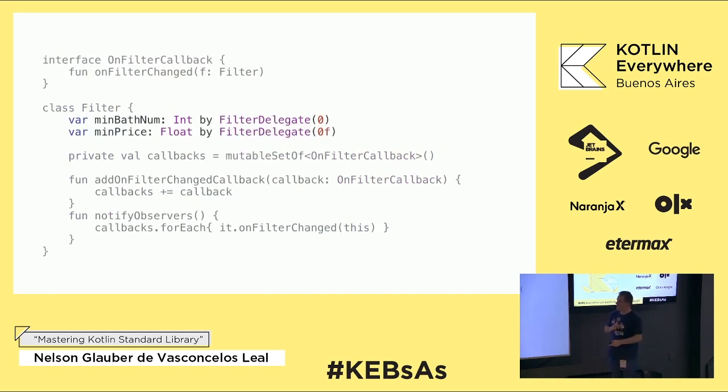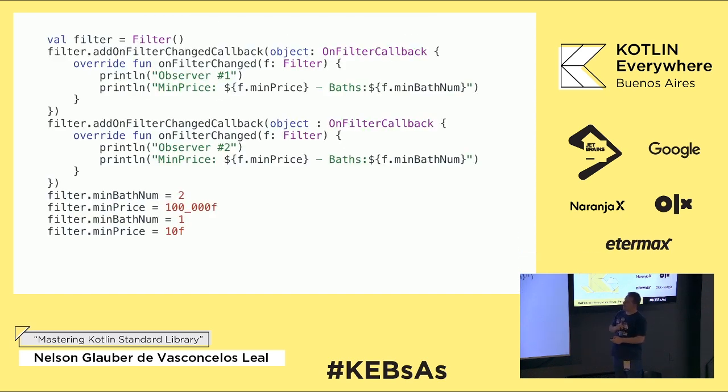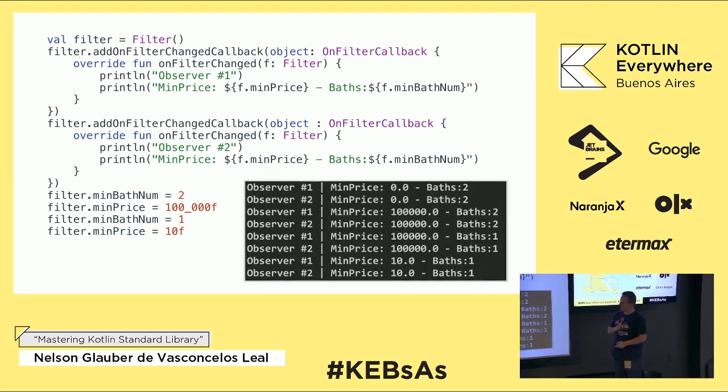Okay? So if I instantiate a filter and add 2 observers here, 2 callbacks, and set the number of baths, min price, min bath num again, and min price, I'll get this. Look, I set 2, and the 2 observers are called. I set the min price, the 2 observers are called. And the same here for the last 2 properties. So I'm abstracting the logic over my properties using the delegates.